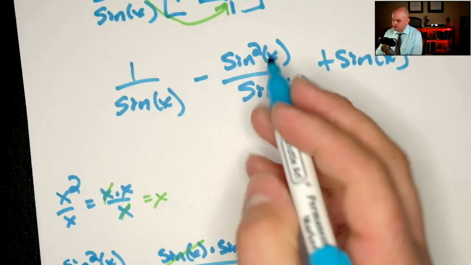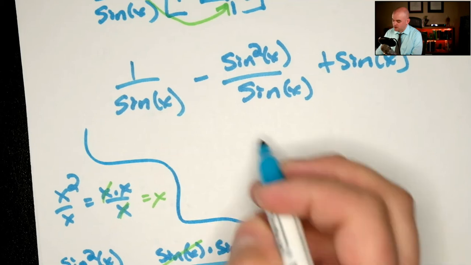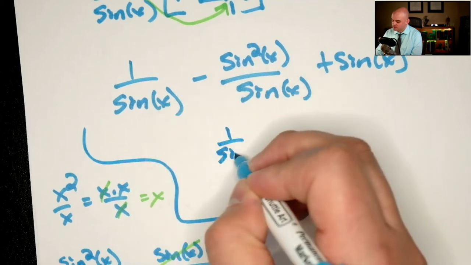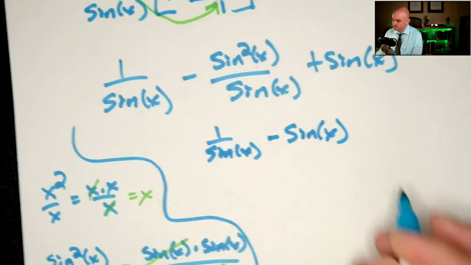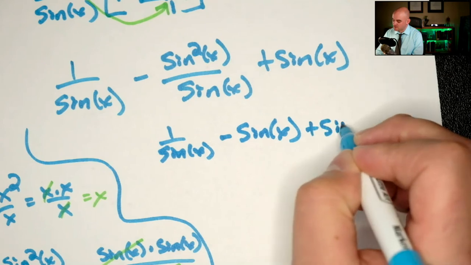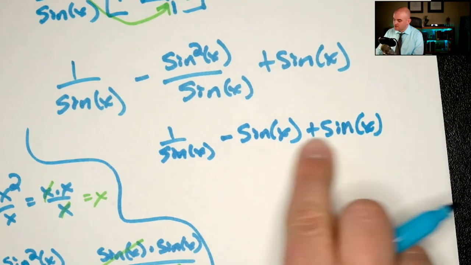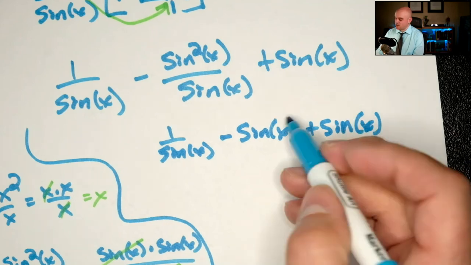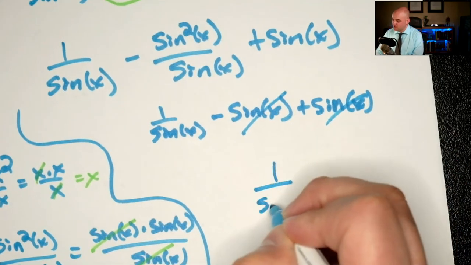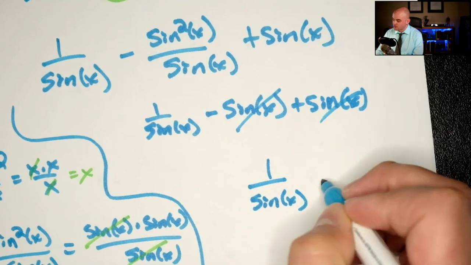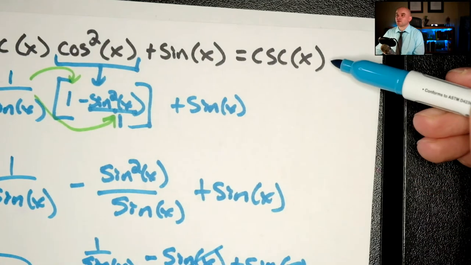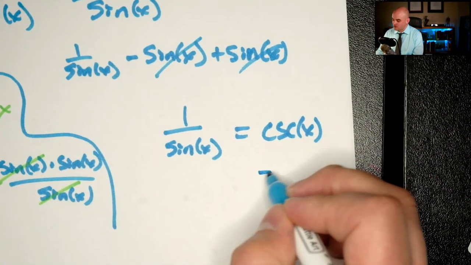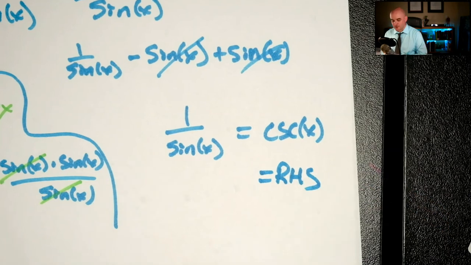So this leaves me with, let's draw a line with our scratch work out of the way, 1 over sine, and this just becomes minus sine of x, and then bring down your plus sine of x. Well, negative sine plus sine, that just adds up to 0, so they cancel each other out. I'm left with 1 over the sine of x, which is equal to cosecant of x, which, hey, guess what? That was my right side of the equation, so this equals the right-hand side. And we're done there.